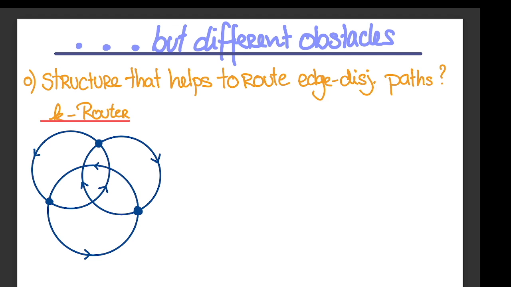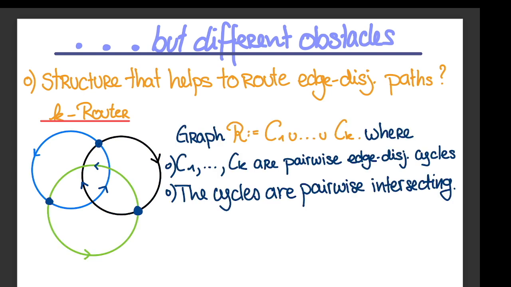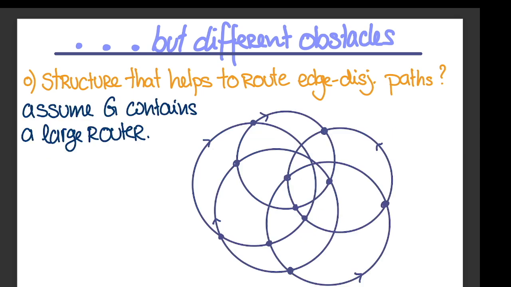So we just called it a router because it helps with routing, right? Now, what is a router? Well, a router is just a set of cycles that are pairwise edge disjoint and pairwise intersecting. Now, there's one notable difference to the undirected setting, cliques, where cliques are highly non-planar, but routers, they may be planar, right?